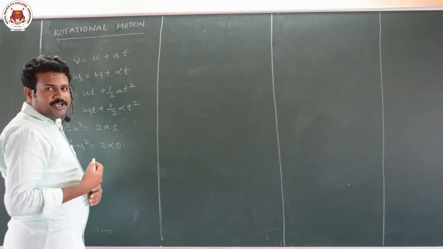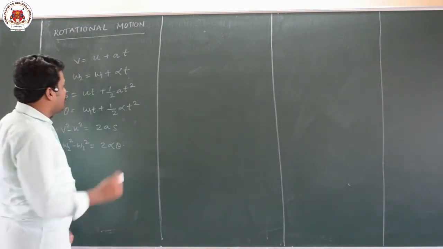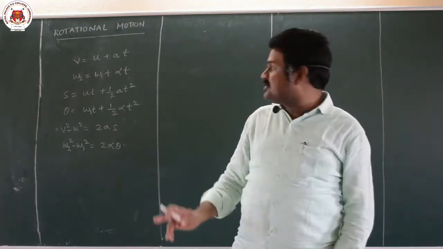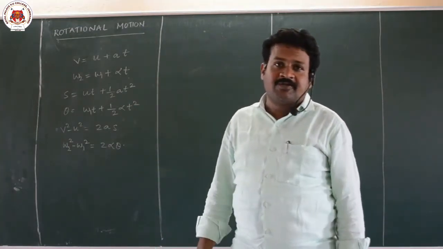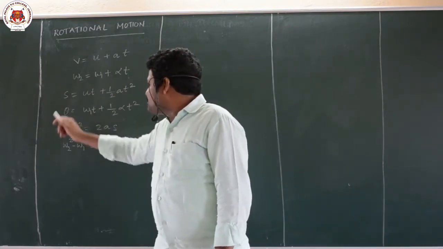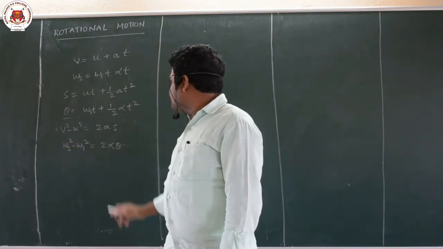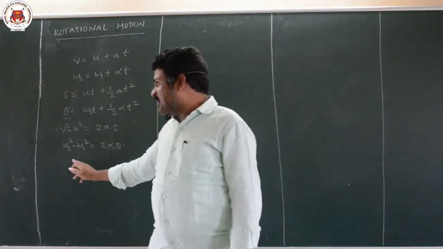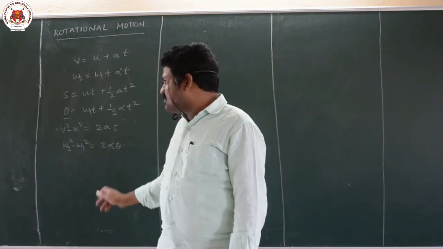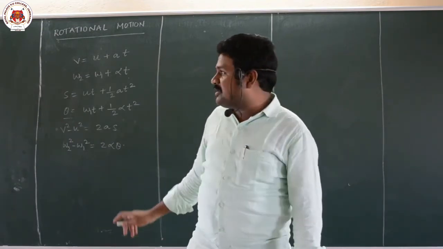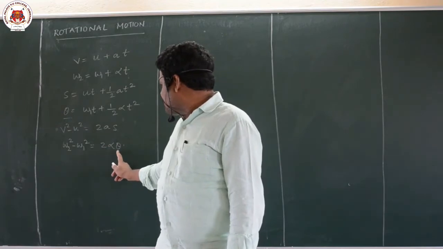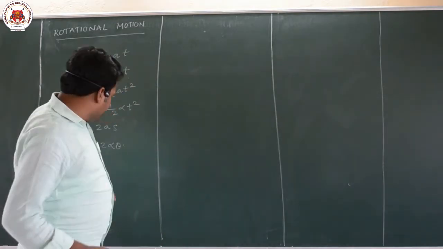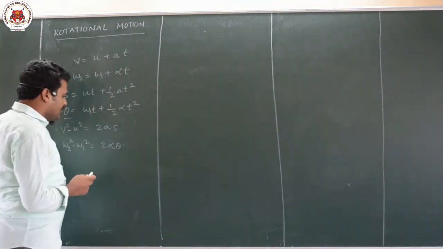All the formulas you studied in linear motion can be converted into rotational motion. Here omega is angular velocity, where omega 1 is the initial angular velocity, omega 2 is the final angular velocity, theta is the angular displacement, and alpha is the angular acceleration. And omega 2 square minus omega 1 square = 2 alpha theta, where theta is the angular displacement.